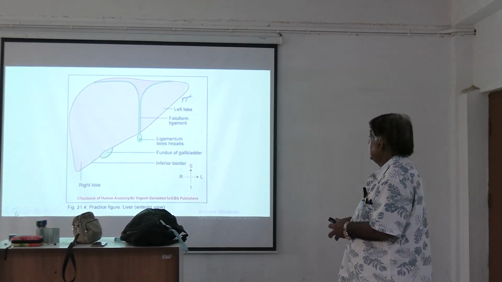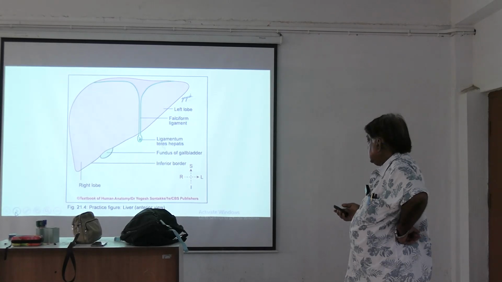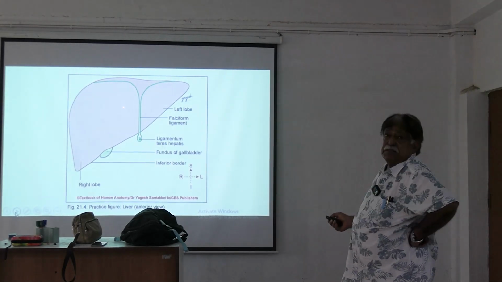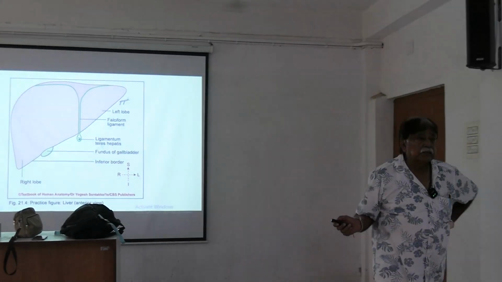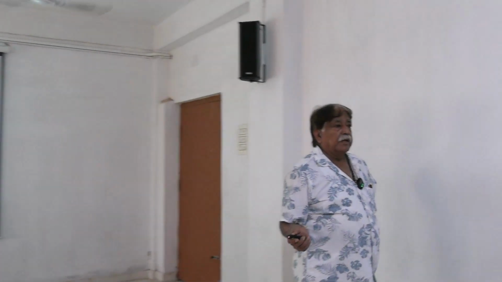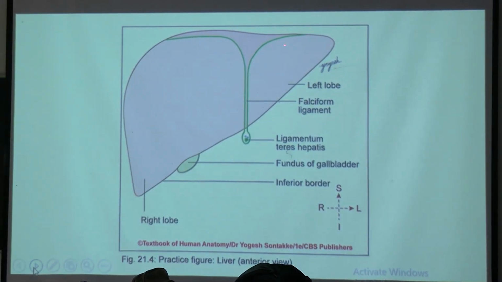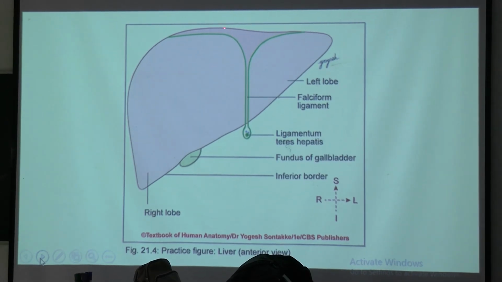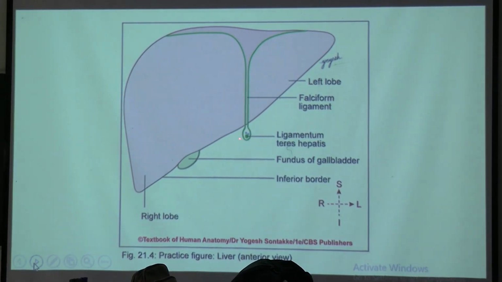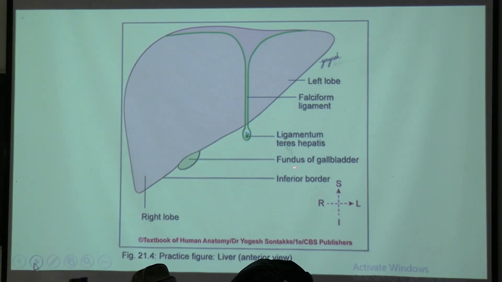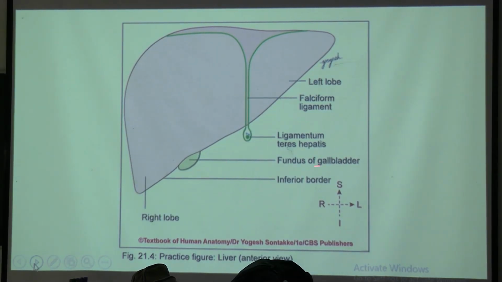Now see, if you are asked a full question for 10 marks, describe the liver, then these are the diagrammatic features. See, left lobe, this is the falciform ligament, it's a peritoneal fold, and ligamentum teres hepatis. Fundus of the gallbladder, ligamentum teres hepatis.